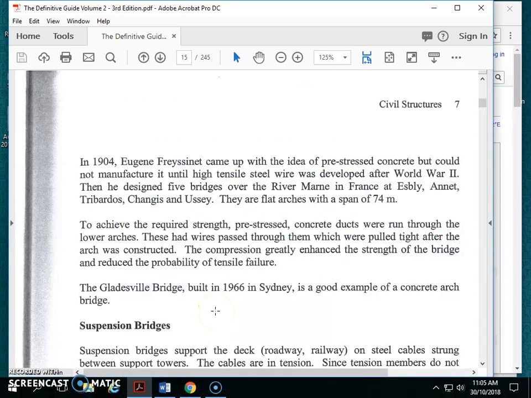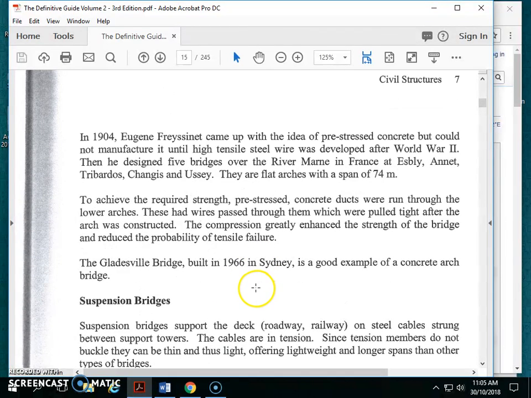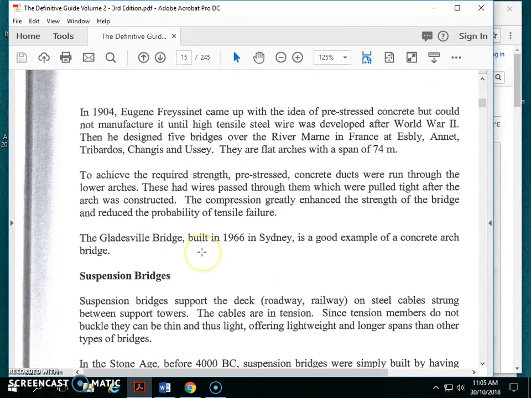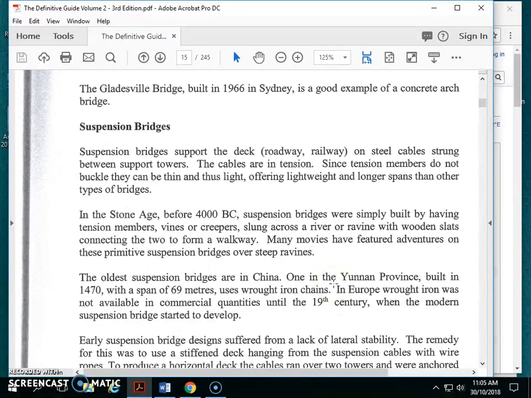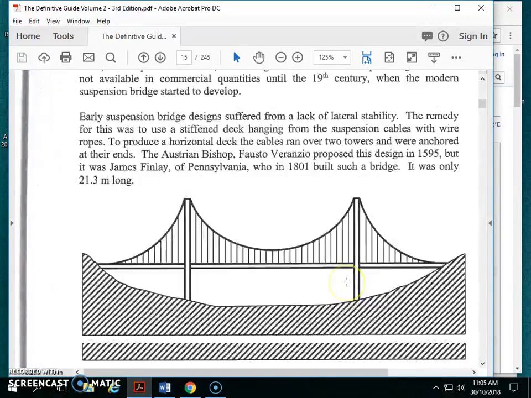To do this, he used concrete ducts that were run through the lower arches. These had wires passed through them to pull tight. The compression greatly enhanced the strength of the bridge and reduced the probability of failure. In 1966, he also worked on the Gladesville Bridge. Okay, so finally we're going to get to... well, I don't know if suspension is last.